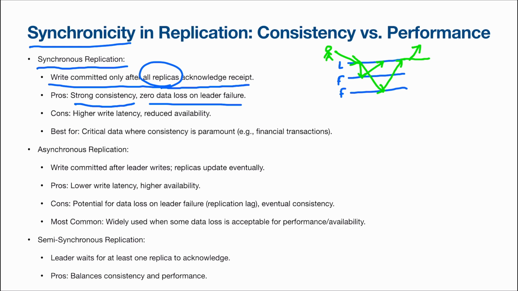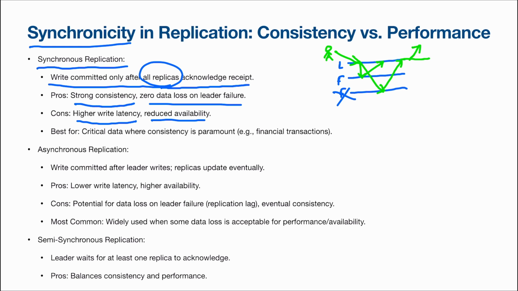And the cons, of course, the higher write latency, the slowest follower, that will always be the limiting factor of our write speed in that case, and also reduced availability, because we have to replicate to all the followers. If one of the follower goes down, then we won't accept the write. So of course there is a lot of chance in this model to reject a write, so the system is not available for writes more often.